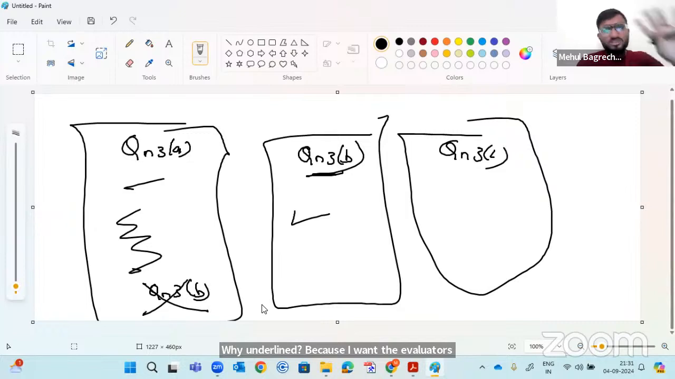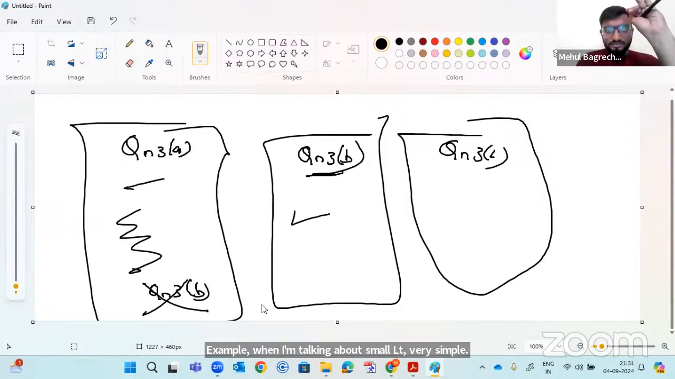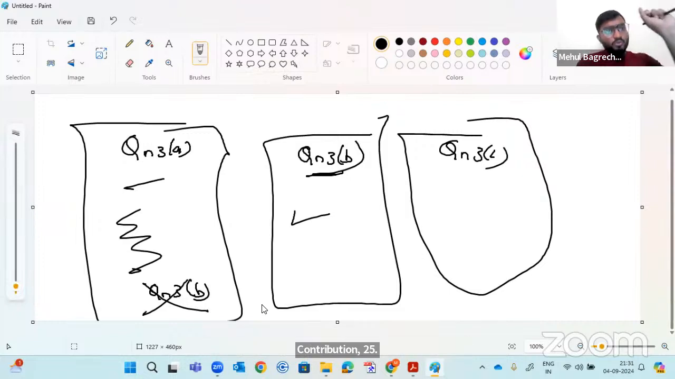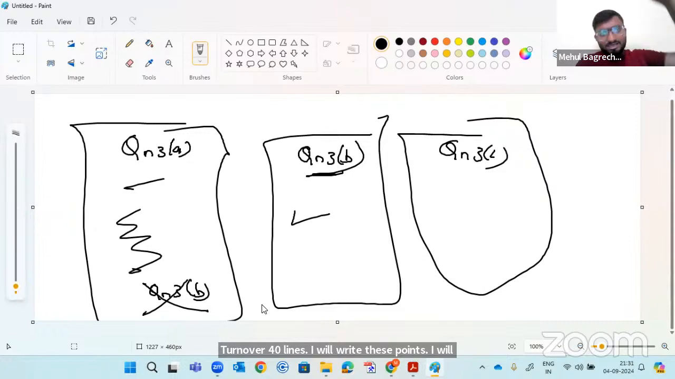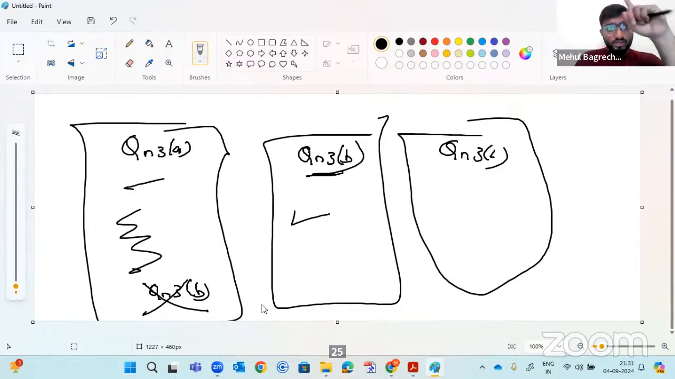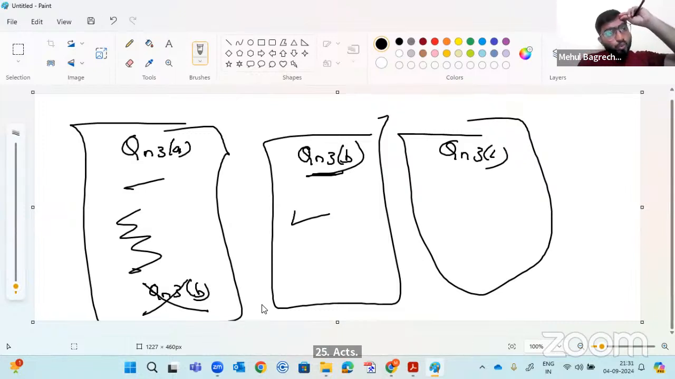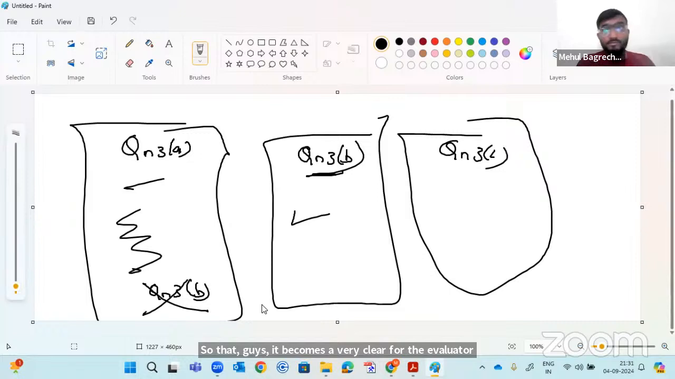Example, when I'm talking about small LLP, very simple. Contribution, 25 lakhs. Turnover, 40 lakhs. I will write these points. I will write the entire sentence: the contribution of the partners should not exceed 25 lakhs. I will write the entire sentence and I will underline these words: contribution, 25 lakhs, turnover, 40 lakhs. So that, guys, it becomes very clear for the evaluator, and you're drawing his attention only to what needs to be read. You don't want him to read everything. Am I making sense to everyone?